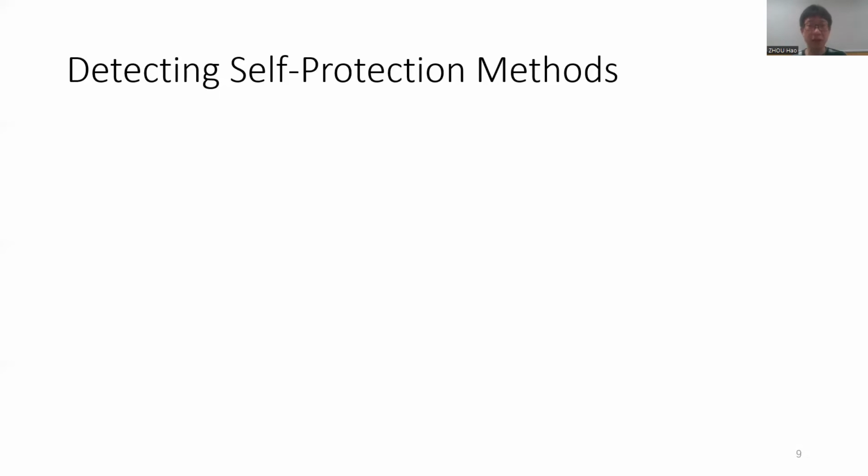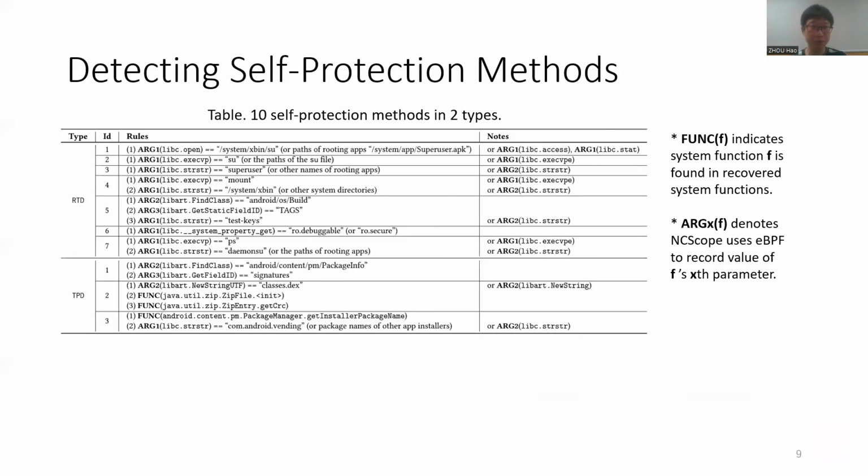Then I will introduce how NCScope leverages the collected data to detect cell protection and anti-analysis methods and diagnose memory corruption bugs in native code. This table lists the detection rules we summarize for NCScope to identify cell protection methods in native code. In total, we collect 10 cell protection methods in 2 types, including root detection and tampering detection, by studying the source code presented in the OWASP Mobile Security Testing Guide and GitHub repositories.